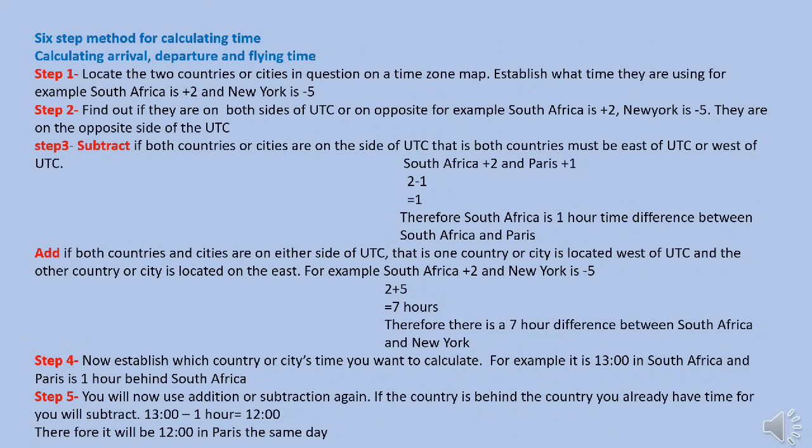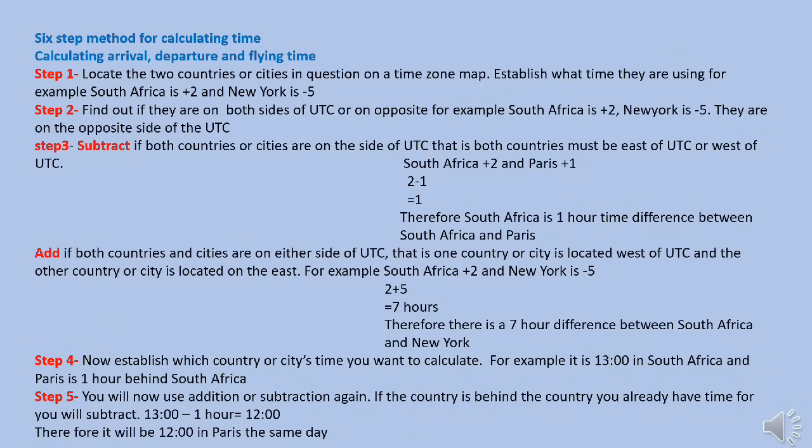side of the UTC. We add if both countries or cities are on opposite sides of the UTC. That is, one country or city located west of the UTC and another country or city is located east. For example, South Africa is +2 and New York is -5. Therefore, we add.